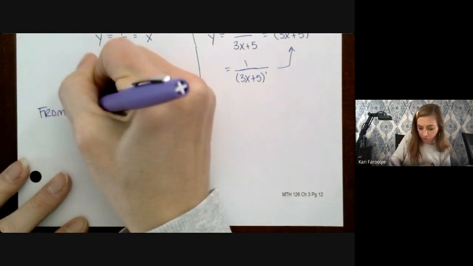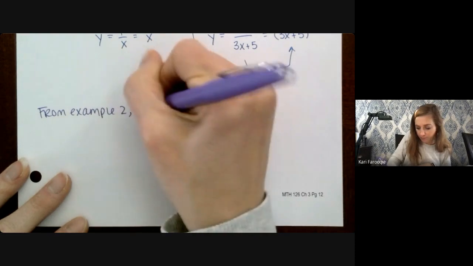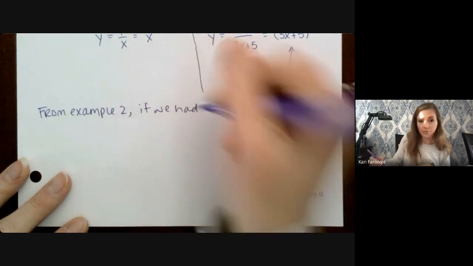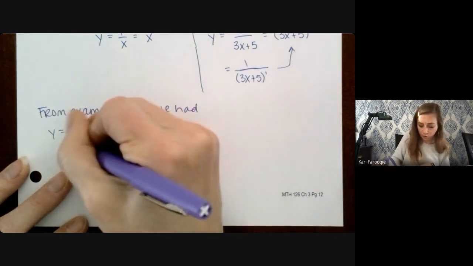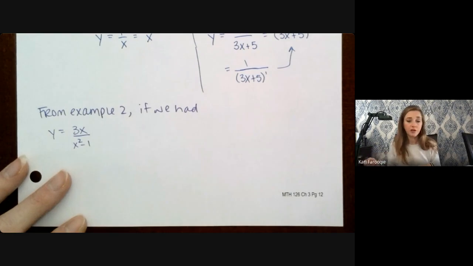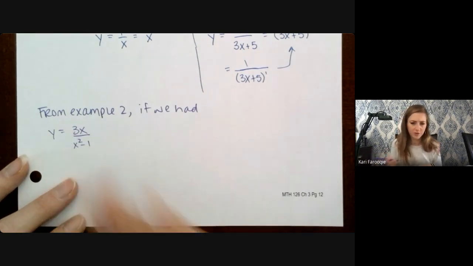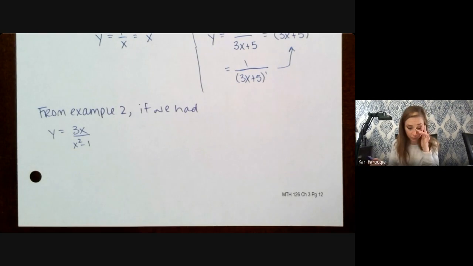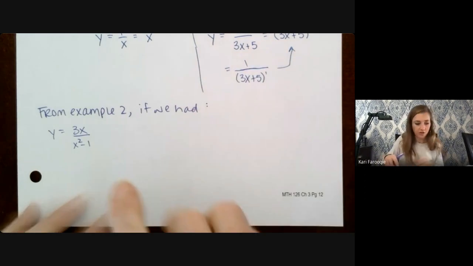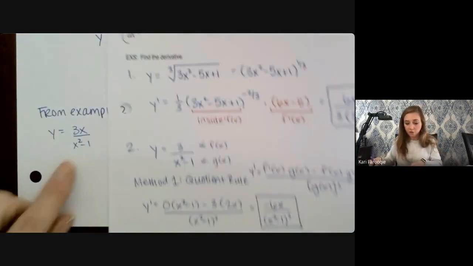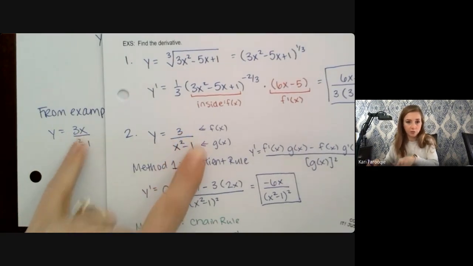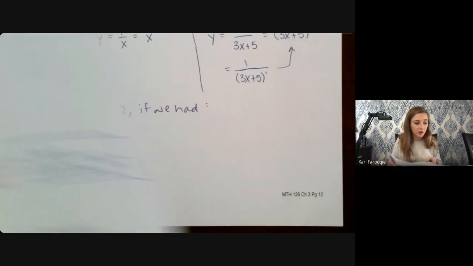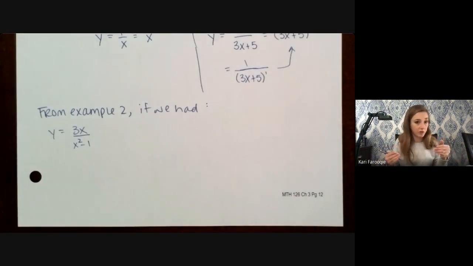From example 2, if we had, for instance, y equals 3x over x squared minus 1, well, of course, that's going to change your derivative. And this we did something similar to in the last section for using the quotient rule. So I don't want to do the quotient rule over with it again. But if you wanted to do the chain rule on something like this, just notice how it's different very subtly between having a constant 3 and then a variable 3x. So it's a little bit of a change that makes a big difference in our solution process.